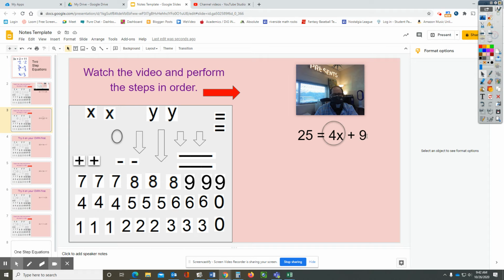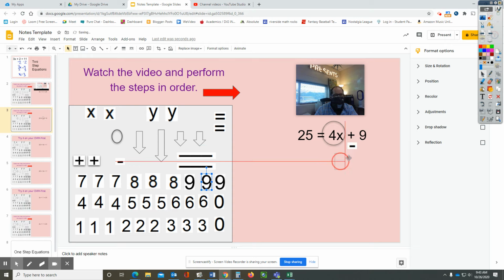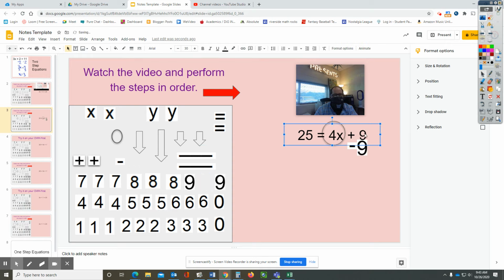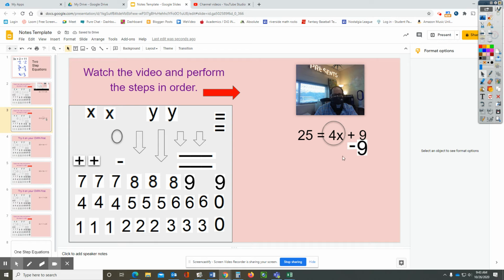So again, I've got a plus 9. This is a positive 9 here. So the question is, how do I get rid of a plus 9? Well, I need to do the opposite of a plus, which is to subtract. So I'm going to cancel out a plus 9 by saying minus 9. And these two things cancel each other out.